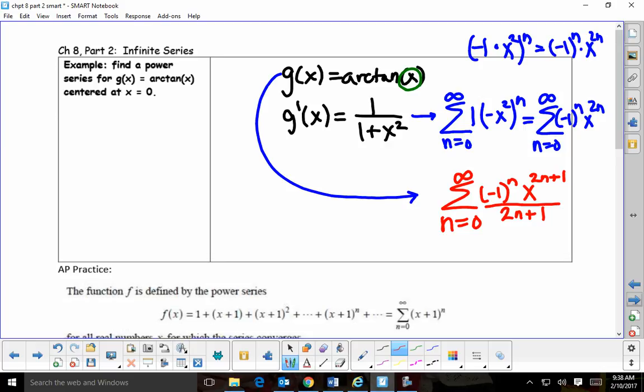Isn't that cool? So you find the derivative, use that derivative for the geometric sum to go into a geometric power series, and then you take the antiderivative of the geometric power series to get to the arctan power series. So cool! Okay, so we're going to do an AP one here.